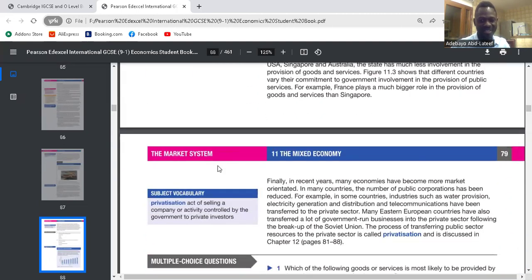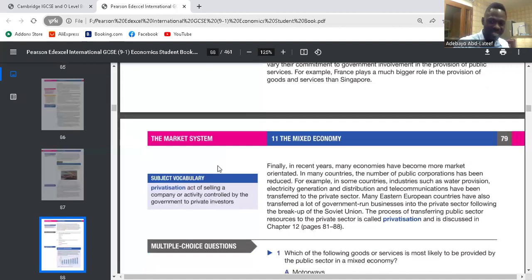Go to the last paragraph. Finally, in recent years, many economies have become more market-oriented. In many countries, the number of public corporations has been reduced. For example, in some countries, industries such as water provision, electricity generation and distribution, and telecommunication have been transferred to the private sector. That's privatization, when state-owned properties and state-owned businesses are given out or sold to the private sector. So that's about that.